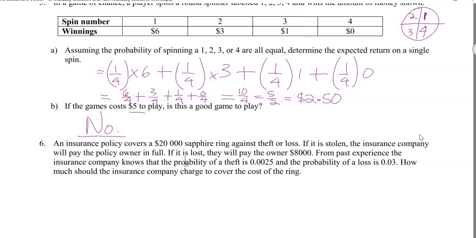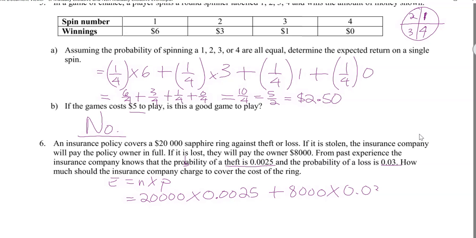Okay, so for every $20,000 insurance policy this company writes on a sapphire ring, the expected value is the number times the probability. So they would pay out $20,000 against theft, stolen, so that's theft. So $20,000 for theft, 0.0025. Or they would pay $8,000 for loss, 0.03.